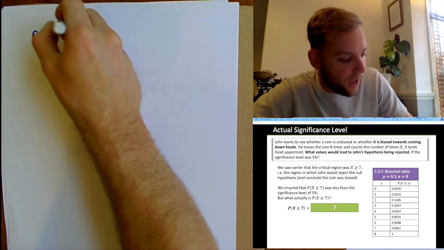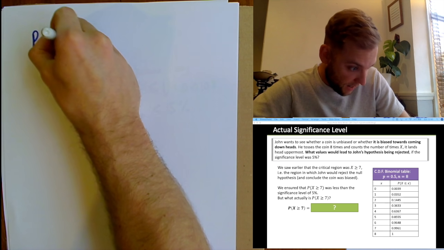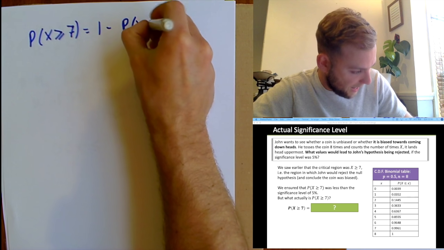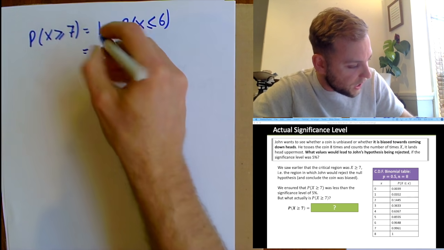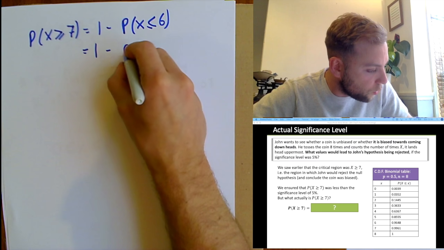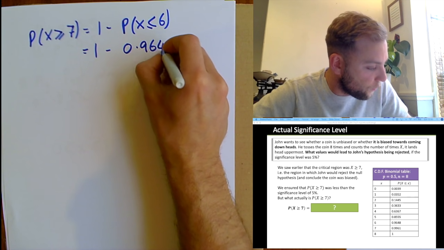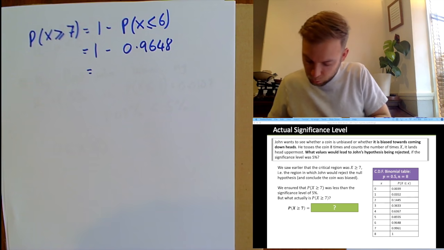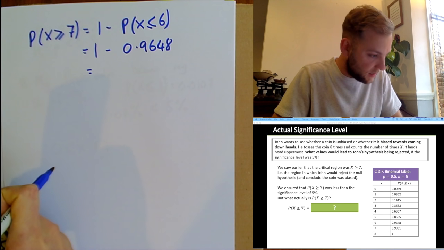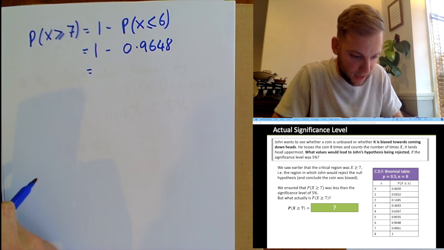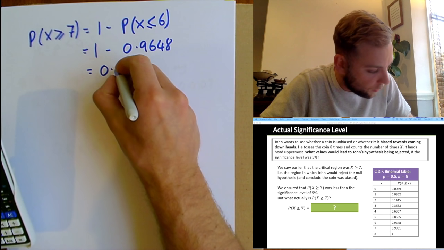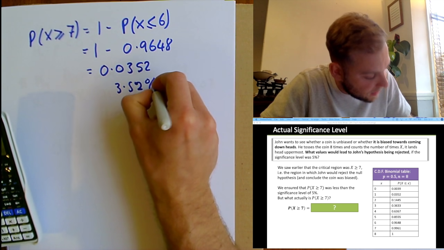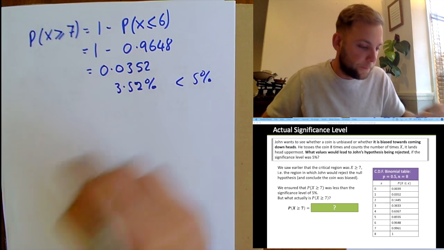So the probability of x being greater than or equal to 7 is equal to 1 minus the probability of x being less than or equal to 6. So the first time it is that is 1 minus 0.9648, which is equal to 0.0352, which is 3.52%, which is less than my significance level of 5%. So that's the first value.